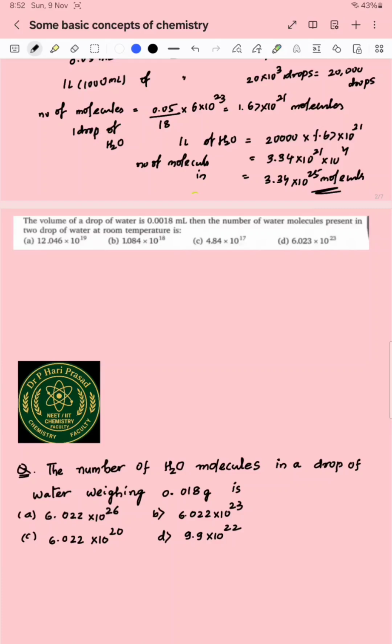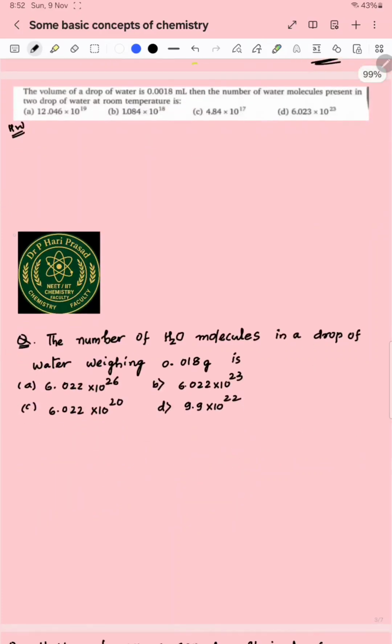The volume of a drop of water is 0.0018 ml. Then the number of water molecules present in 2 drops of water at room temperature is asked. Student, you can consider this a homework question, and the previous one is also a homework question. Please solve the questions and share the answers in the comment section.